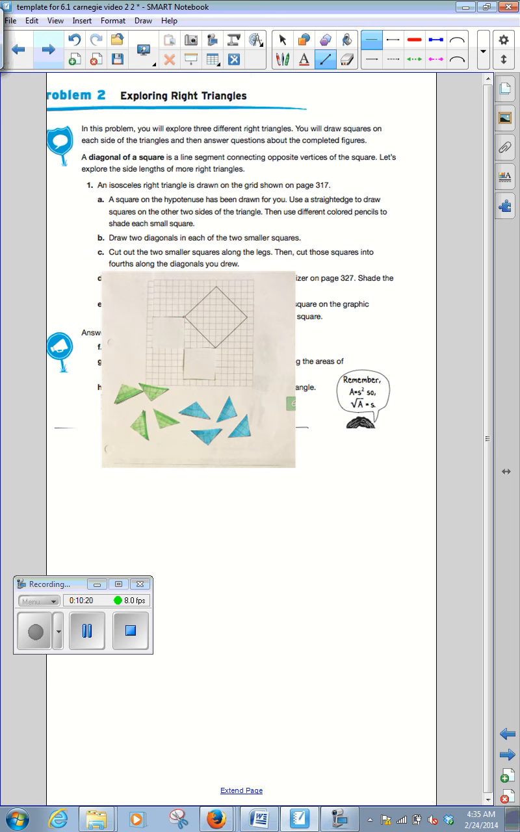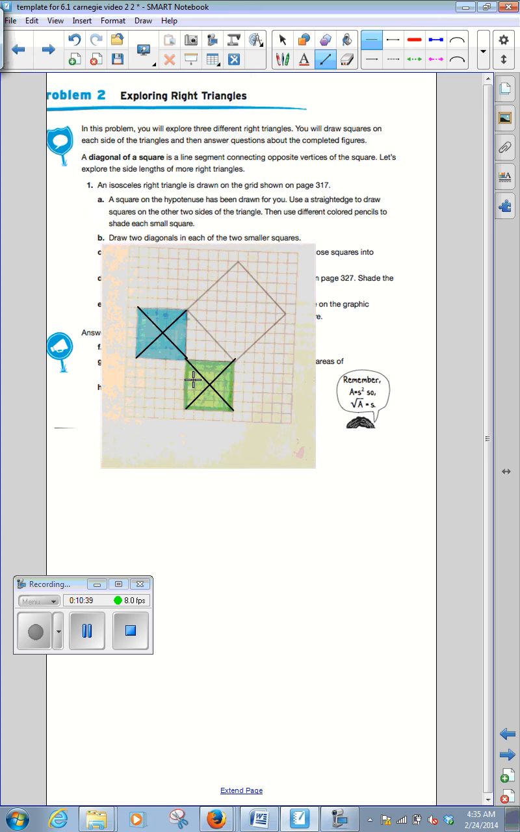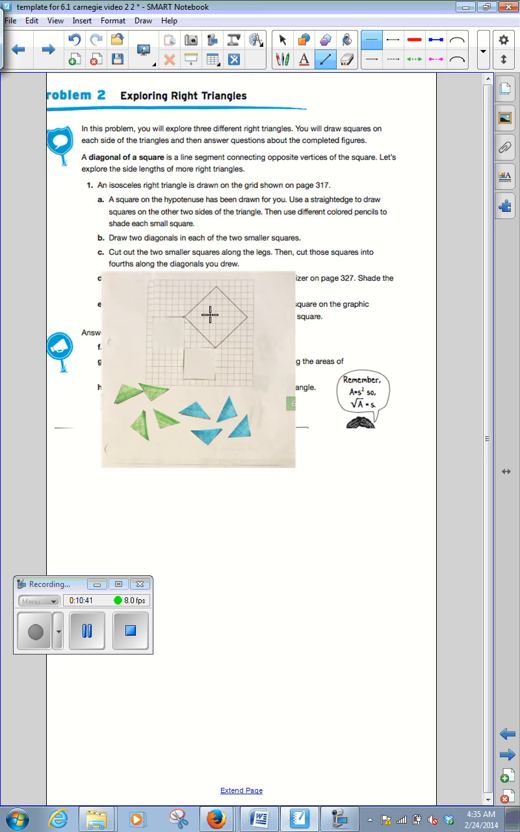Then it said to cut out the 2 smaller squares along the legs. So that means I needed to cut out those 2 smaller squares along the legs. Then cut those squares into fourths along the diagonals that you drew. That means both of those squares that started out divided into 4 pieces, I cut along those 4 lines and cut them into 4 individual pieces.